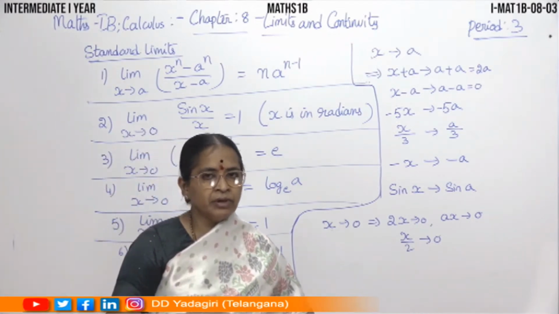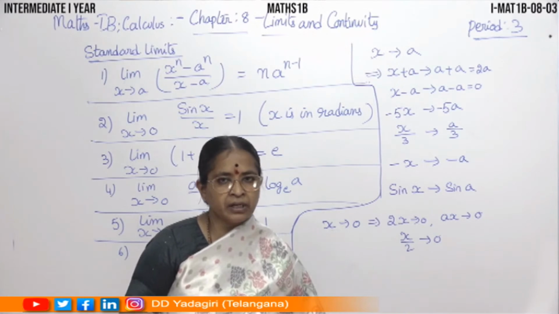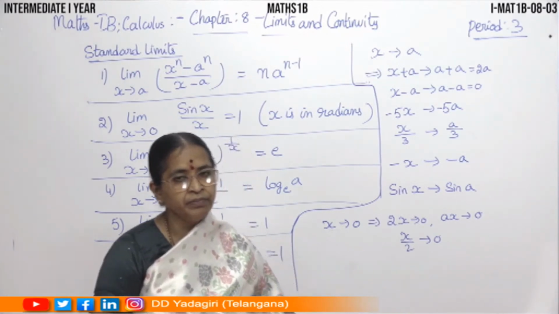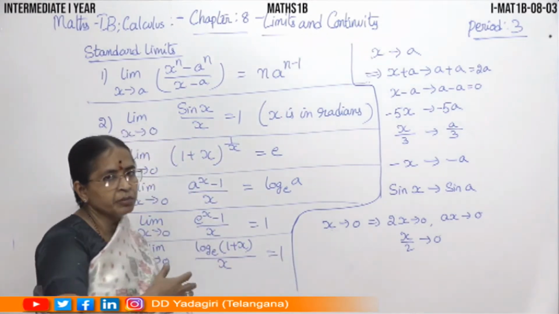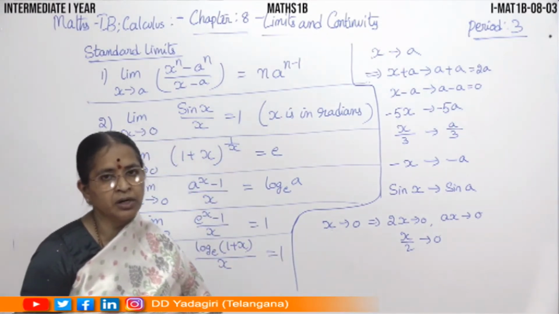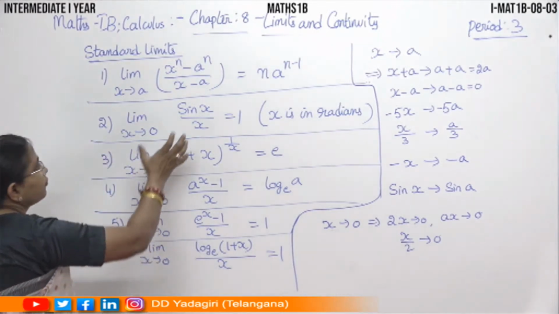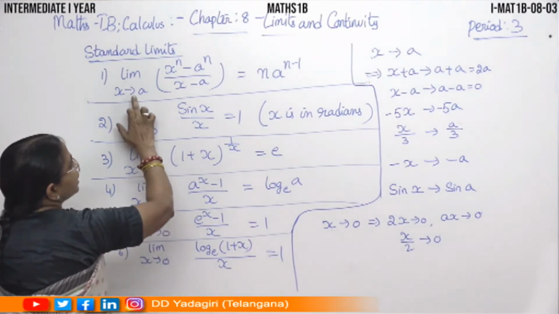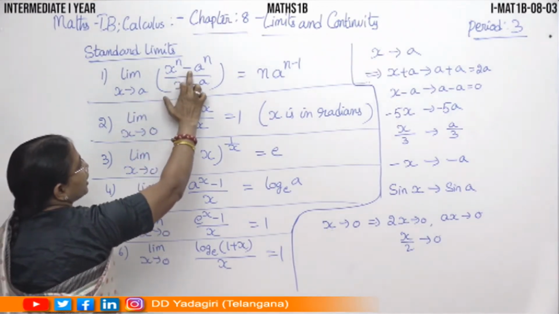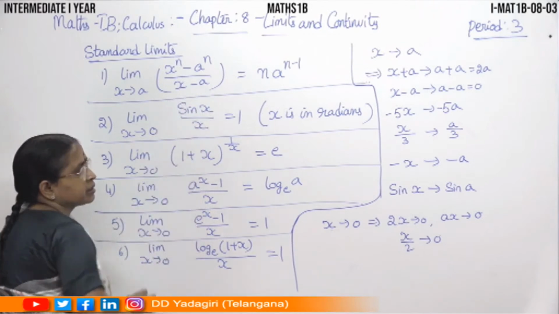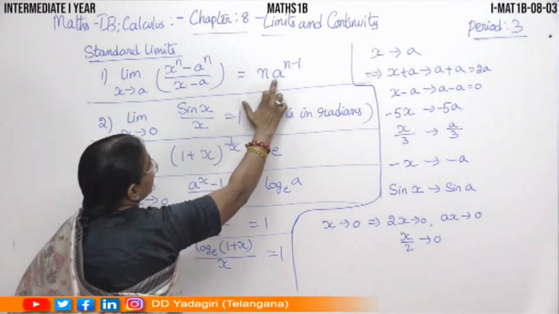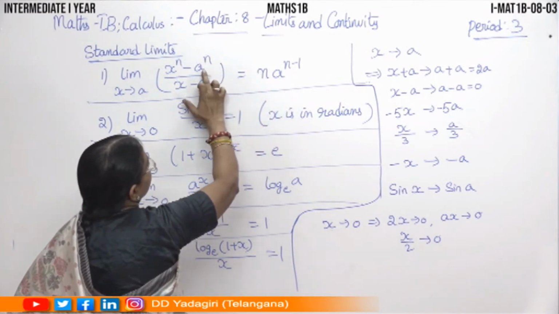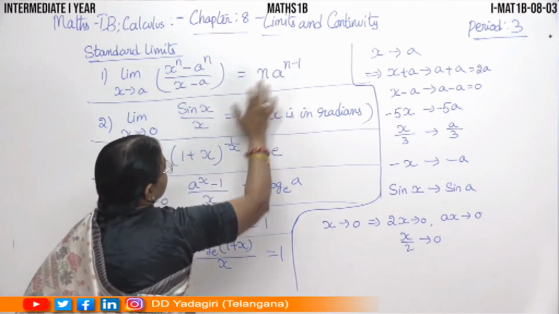So one method that we learned is factorization. We found the factors, we found the limit. Another one is rationalization. Now next we have standard limits. The proofs of the standard limits is not necessary. You should understand the form of these standard limits. Limit x tending to a of x to the power n minus a power n by x minus a is equal to n into a to the power n minus 1.